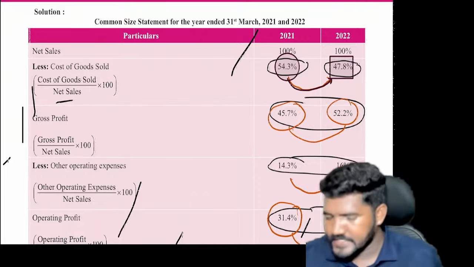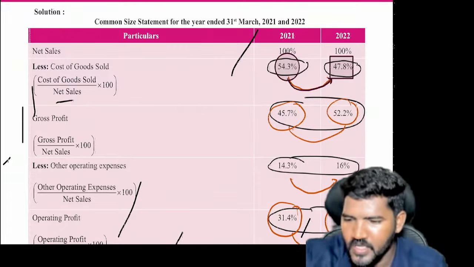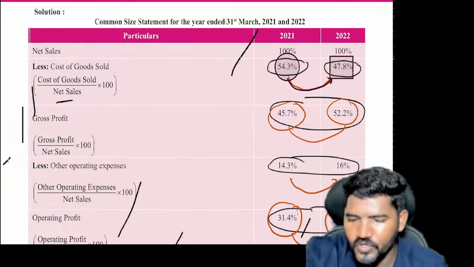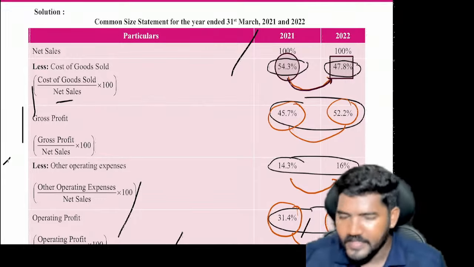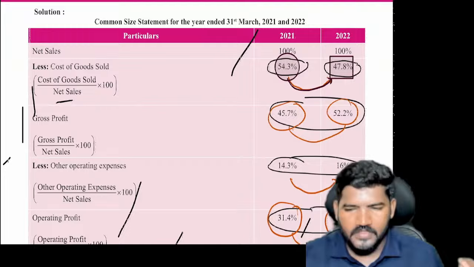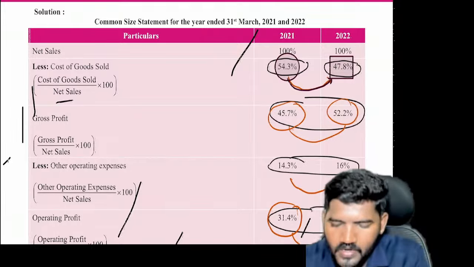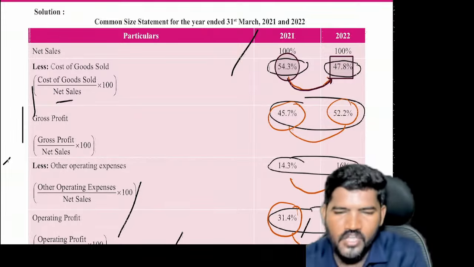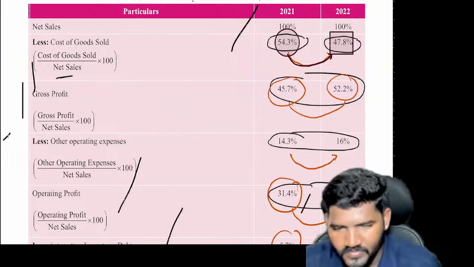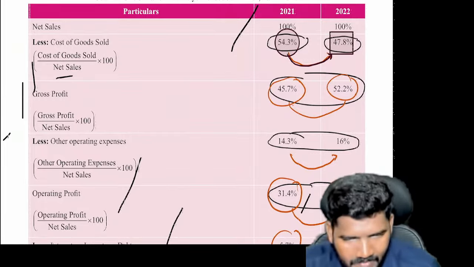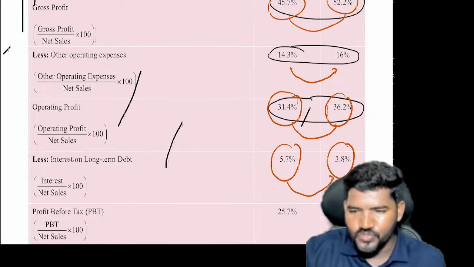Now the current year is 47.8%. What happened? It reduced. If it reduces, as a student you have to write the reasons why that percentage decreased. Simple thing: why does cost of goods sold reduce? Only three reasons. Either material cost is reduced, or labor cost is reduced, or direct expenses are reduced. Because of the reduction in these three, our cost of goods sold automatically reduces. Guys, clear? For everything you have to write that point: what is happening, why they reduce, why they increase.